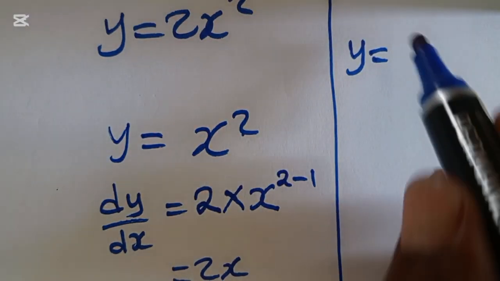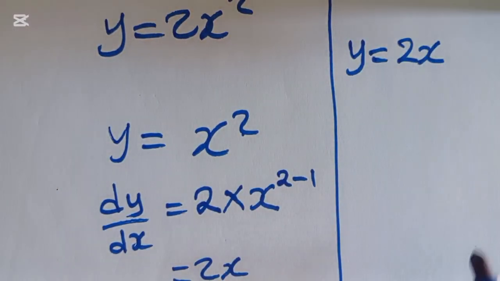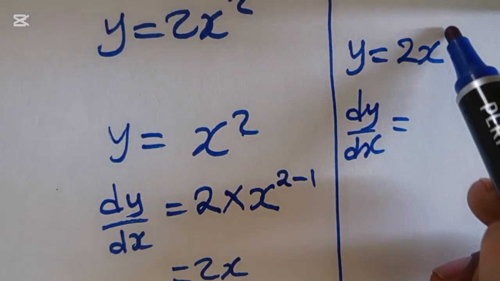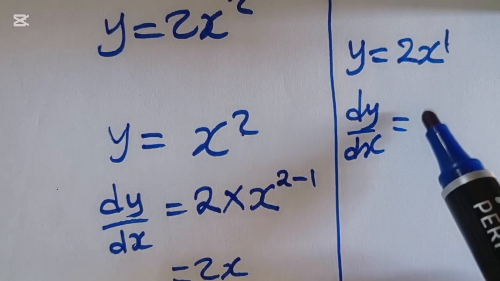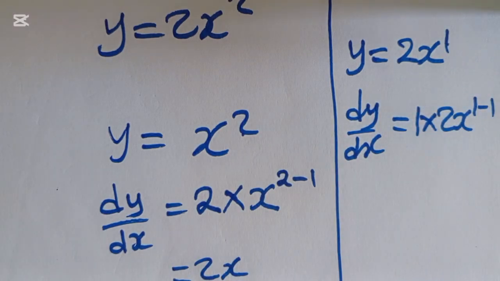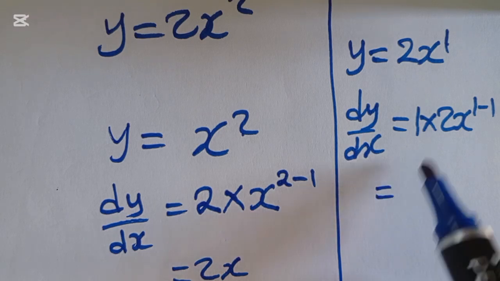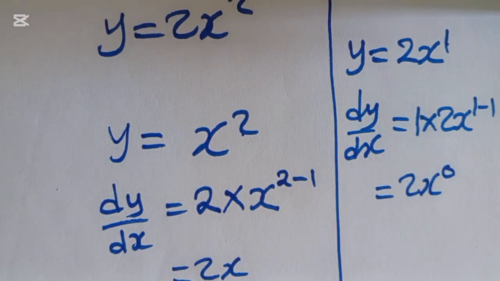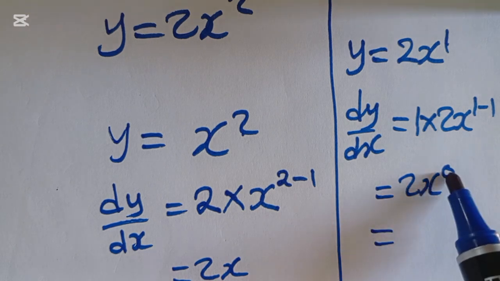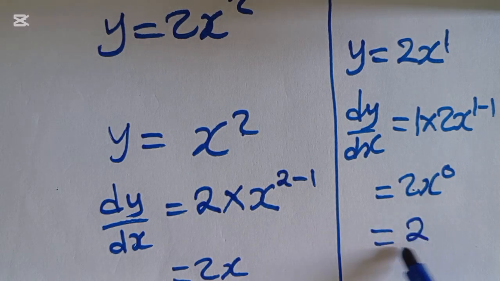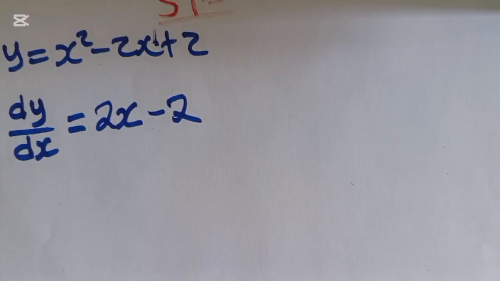So for 2x, this is power 1. You say 1 times 2, and you reduce the power by 1, so 1 minus 1 is 0. Any number or letter to the power 0 is 1. So 2x to the power 0 is 2. Now from there we are going to solve for x.